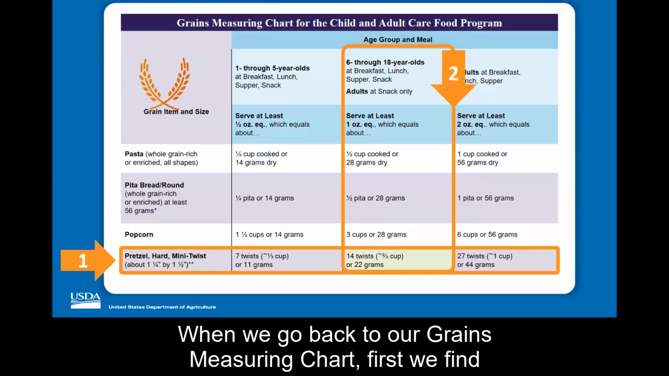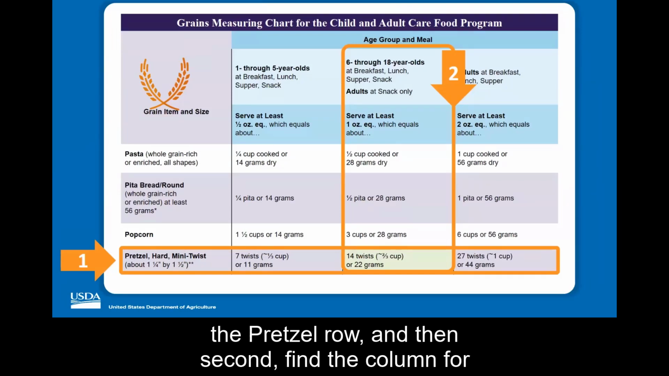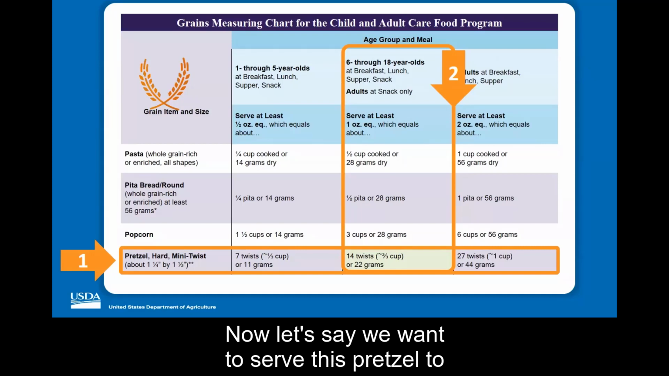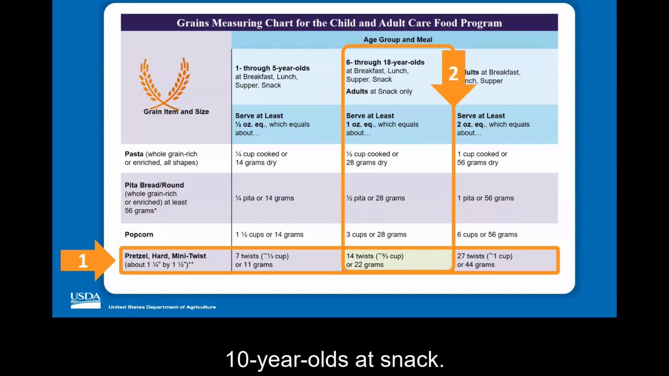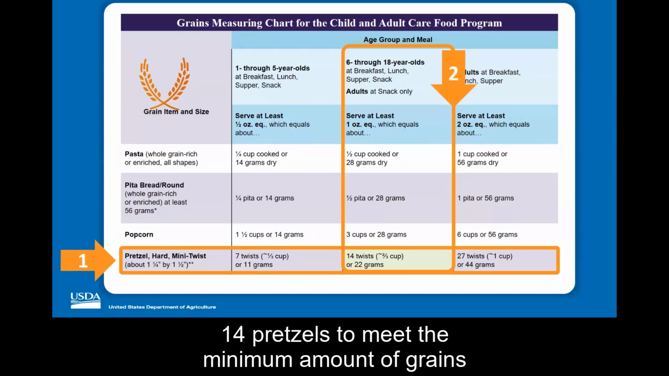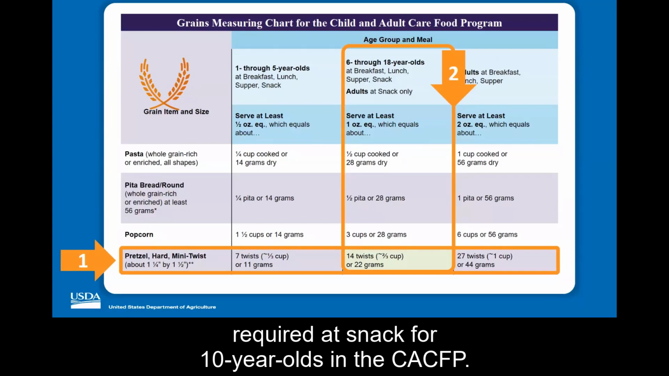So when we go back to our grains measuring chart, first we find the pretzel row, and then second, find the column for the age and meal we want to serve. So now let's say we want to serve this pretzel to 10-year-olds at snack. This chart shows us that we would need to serve at least 14 pretzels to meet the minimum amount of grains required at snack for 10-year-olds in the CACFP.